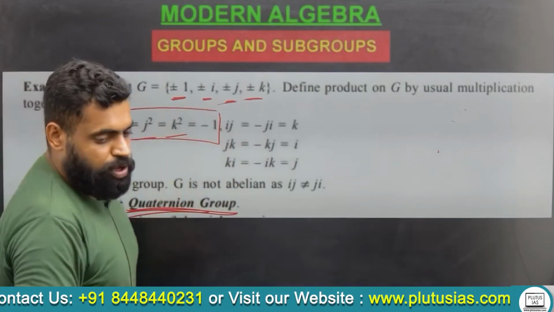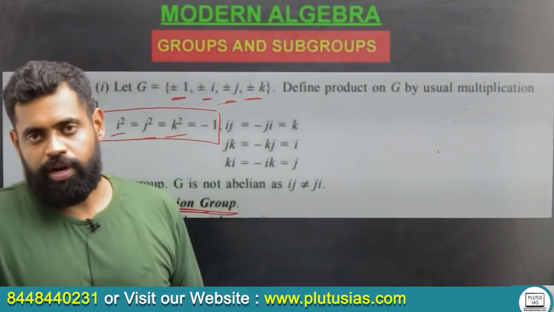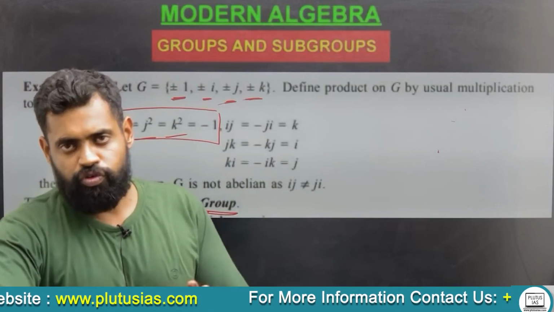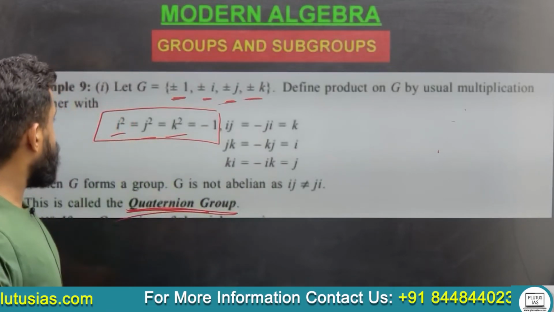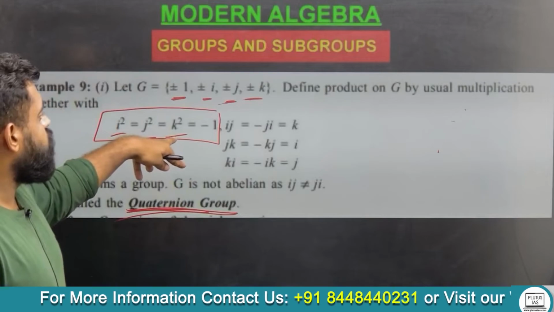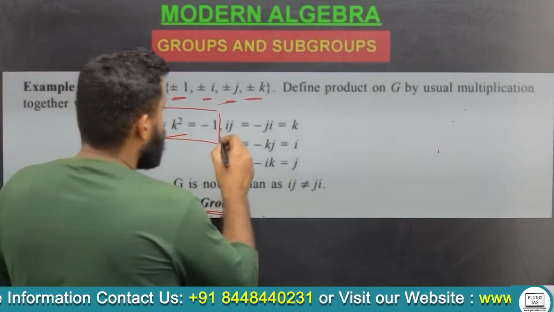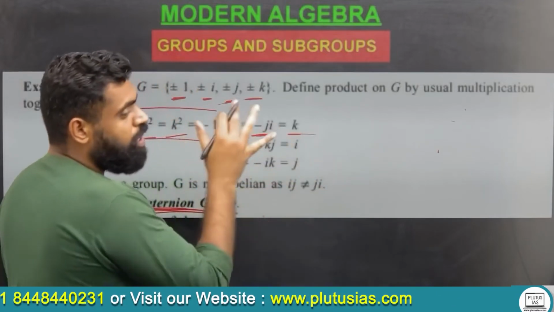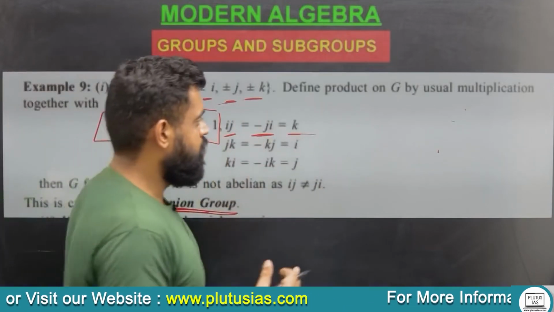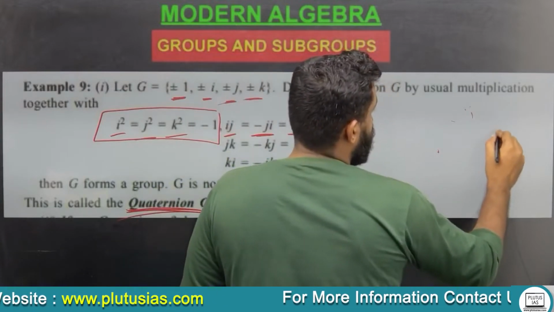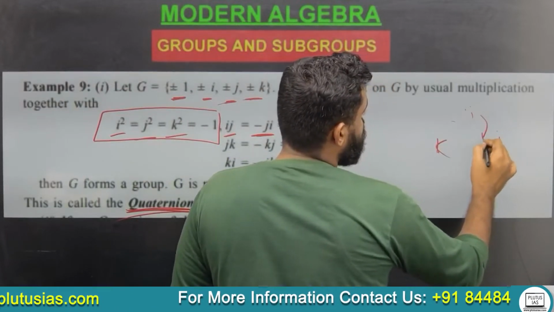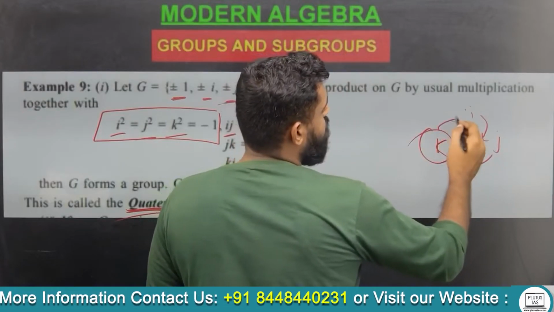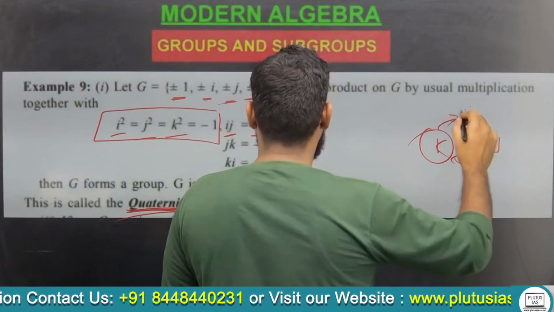See, this is one of the groups which is very important. These are some of the, I would say, most famous groups which you should be knowing. That is, i square, j square, k square is equal to minus 1 and ij is equal to minus ji equal to k. See, this is similar to what we study in the cross product: i j gives k, j and k gives i, and k and i gives j.